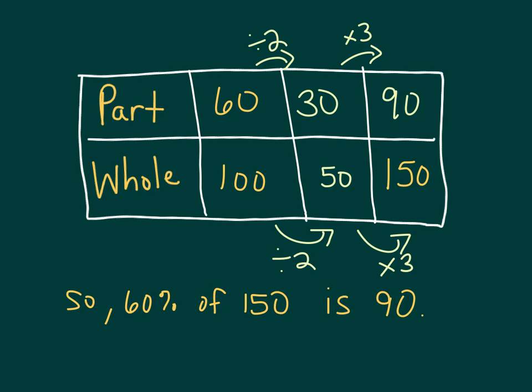And again, if you go back to that common sense math or that prediction that we made earlier, we said that we knew half or 50% of 150 was going to be around 75 and that 60% would be a little bit higher. And we can see that 90 is a little higher than 75, so it fits with our original prediction.